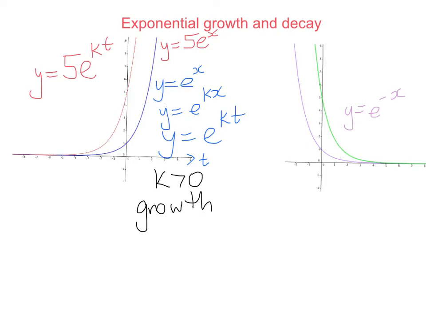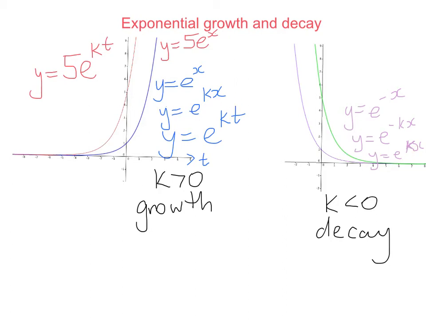In these graphs now on the right hand side, you've got where k is less than 0, and you end up with exponential decay. So when k is less than 0, you end up with exponential decay. The purple graph there, you can think of as y equals e to the power of negative x, or generally y equals e to the power of negative kx. Or you could just write it as y equals e to the power of kx, where k is negative. So that's why I had over here where k is negative.